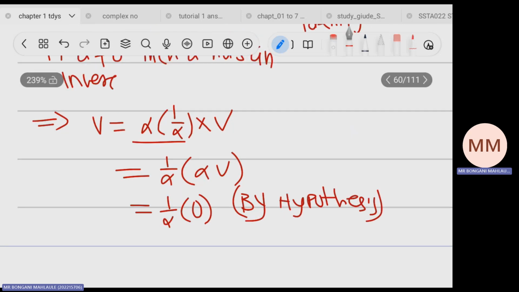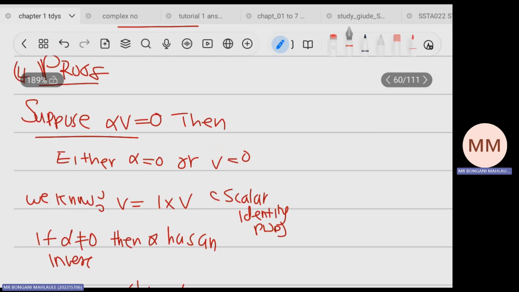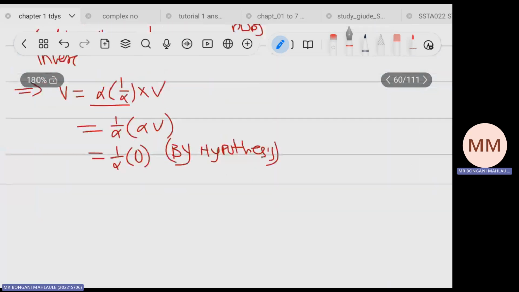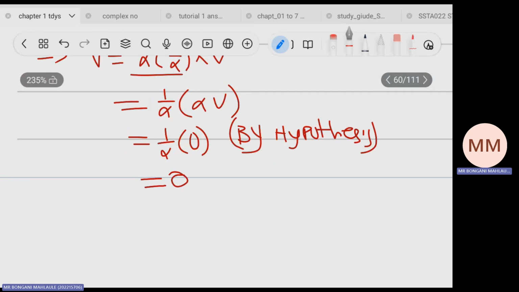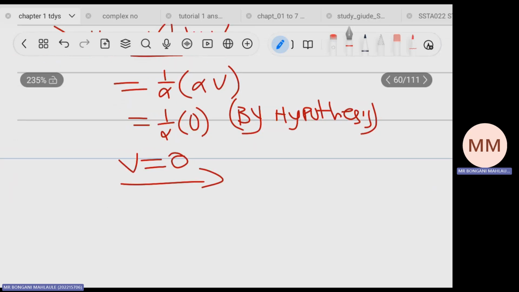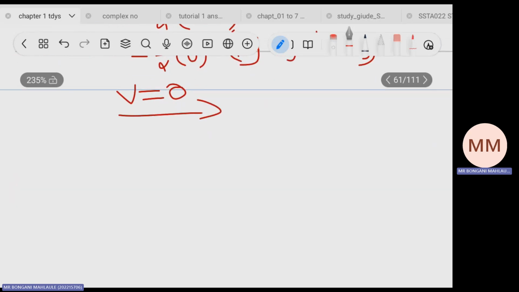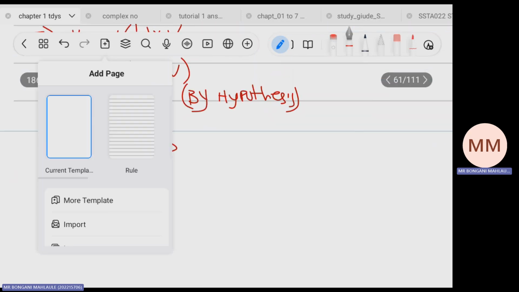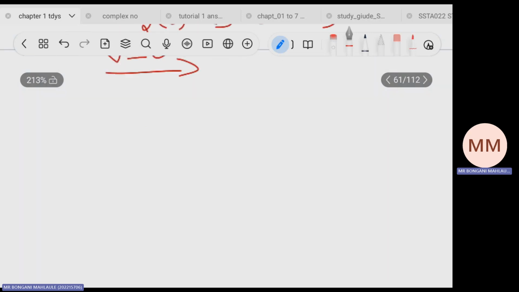So you assume, as we said, suppose this is equal to 0. So I'm going to assume that it is equal to 0, and then this is equal to 0. I think we also have another proof, but maybe I should stop here for now. Let's see.